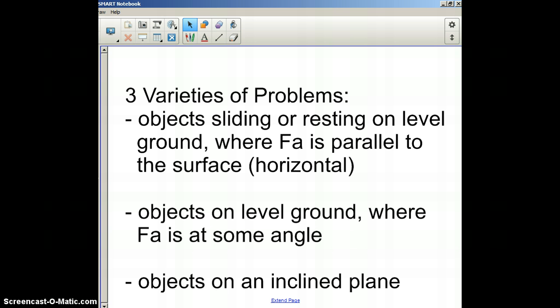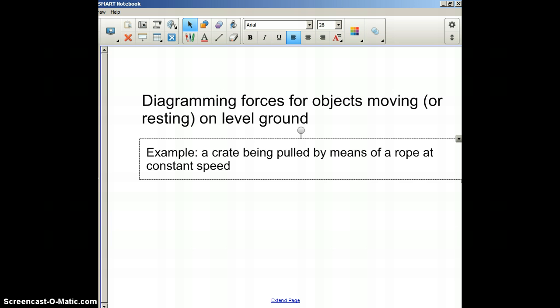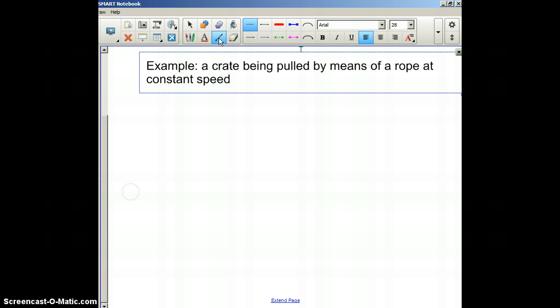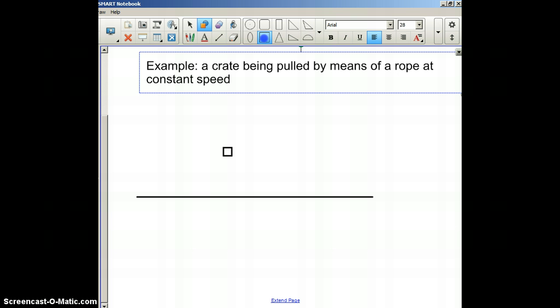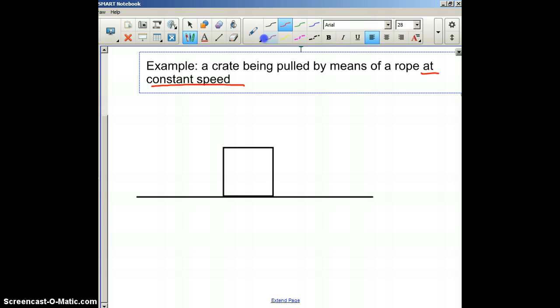First, let's look at the case for forces on an object that's moving on level ground. An example of this might be a crate that's being pulled by means of a rope at a constant speed. So let's imagine that we have the ground, and on that ground is a crate. All right, this crate is being pulled by means of a rope, and we know that it's moving at a constant speed. This is very important in diagramming the forces that are involved.